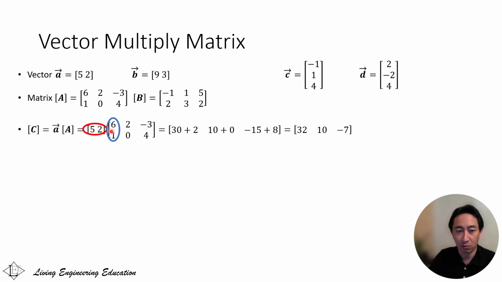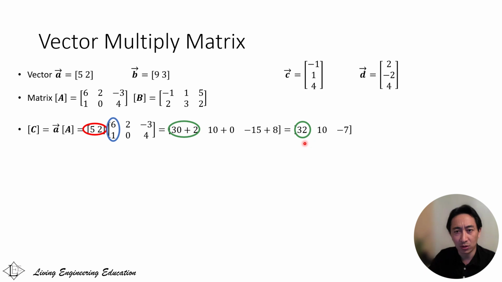So here we're taking 5 multiplied by 2, 2 times 0, add those together. For this cell here, we go 5 times -3, 2 times 4. Goes right there. And so this is our final form right here.